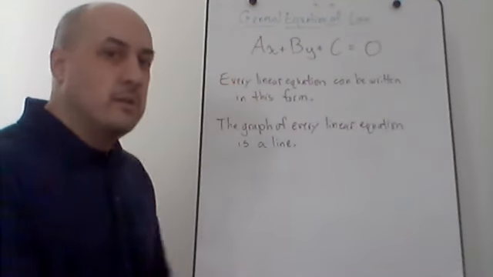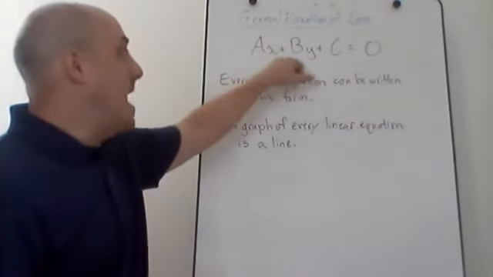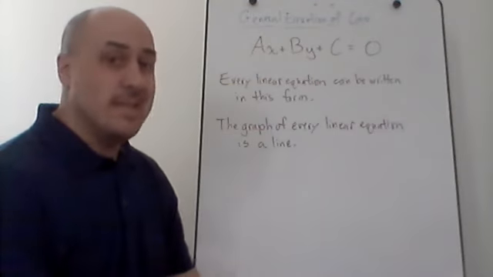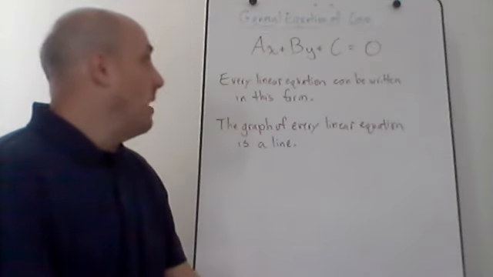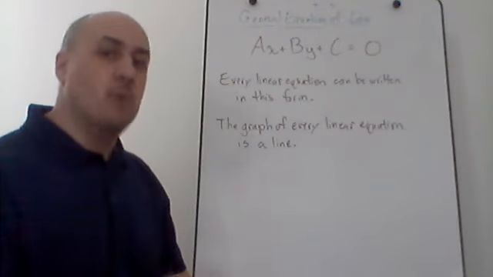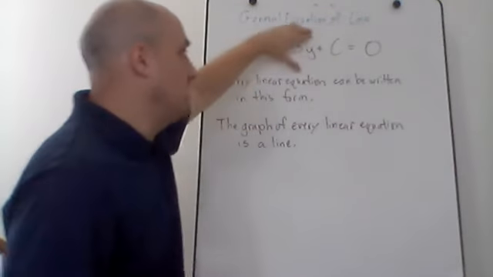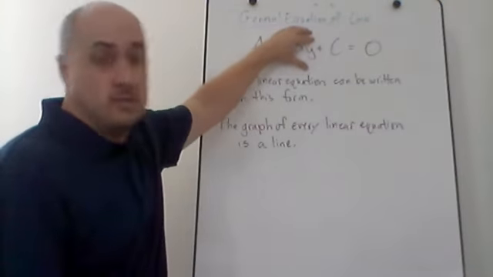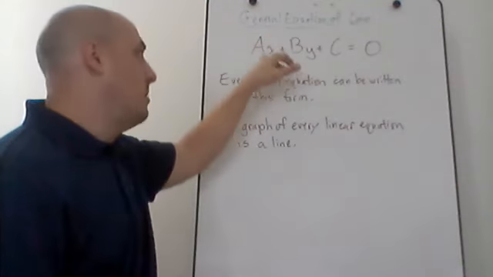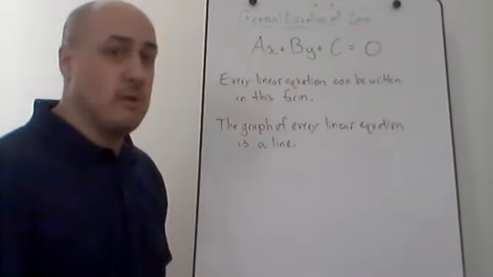Alright, in this video we're going to talk about the general equation of a line, which is the form ax plus by plus c equals 0, where a, b, and c can be any real numbers except a and b cannot both be 0. If both a and b were 0, then we would have c equals 0, which doesn't really tell us anything, just 0 equals 0 basically. So a or b or c could be 0, but you can't have a and b both be 0 at the same time.